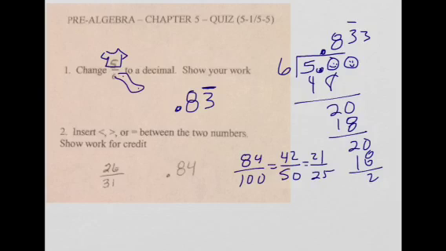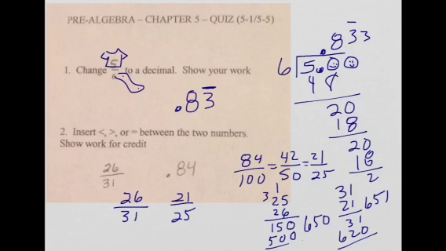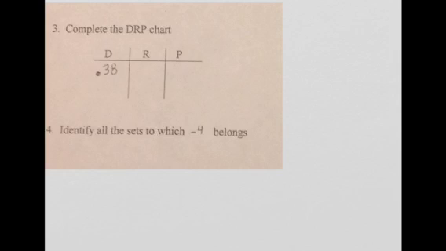So now what we're going to do is we're going to do the cross product check. So it's going to be 26 over 31 and 21 over 25. Then we're going to check it with cross products. So when we multiply 26 and 25, that's going to give us 650. When we multiply 31 times 21, that's going to give us 651. So that means 21/25 is larger. So that means the alligator is going to be eating that fraction.